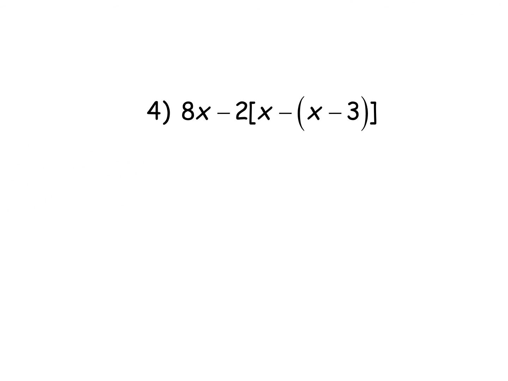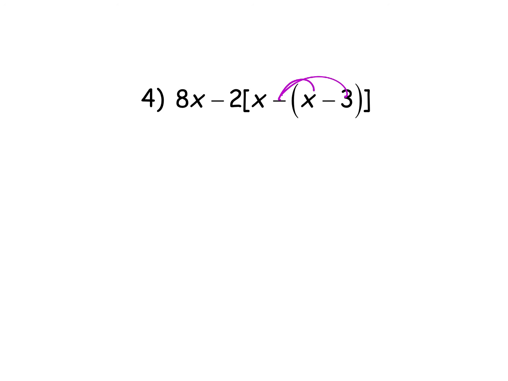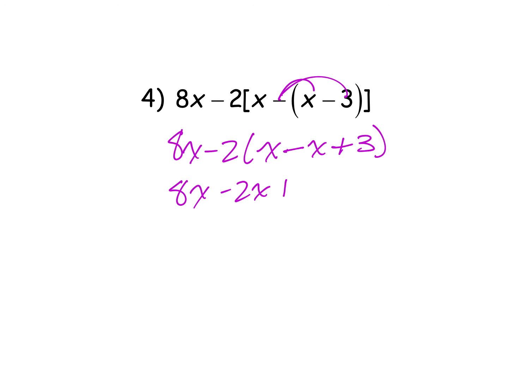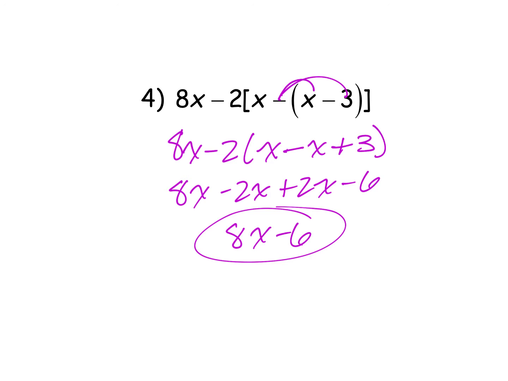Okay, and this one I'm going to start on the very inside, so I'm going to distribute the negative first. So I get 8x minus 2 times x plus x. Oh no, that's a minus x. Minus x plus 3 gives me 8x minus 2x plus 2x minus 6, which is going to be 8x minus 6. Questions? Everyone okay with that? Okay, beautiful.